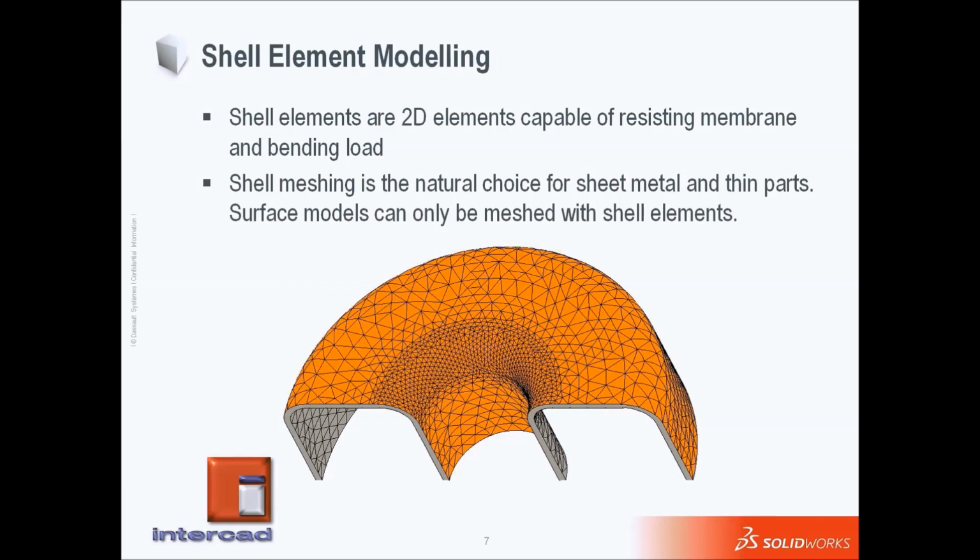Now, the basic definition about shell element modeling is that shell elements are 2D elements capable of resisting membrane and bending load. As they are 2D elements, they are naturally the first choice for any sheet metal or thin parts. If you actually model a surface without any thickness, this is the only option you have in SolidWorks or in any other software.